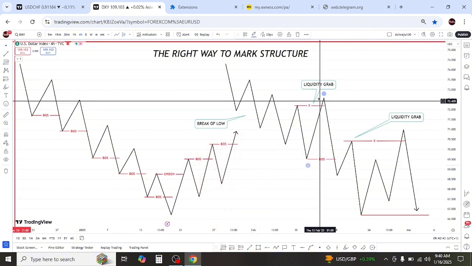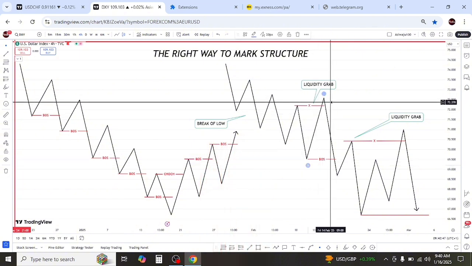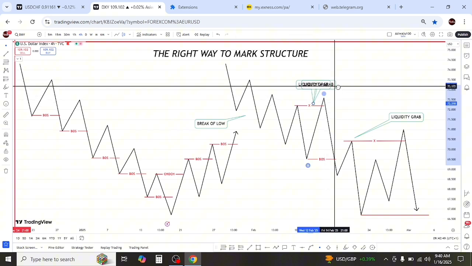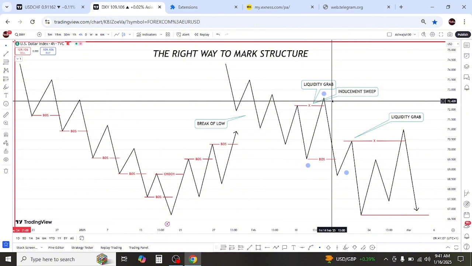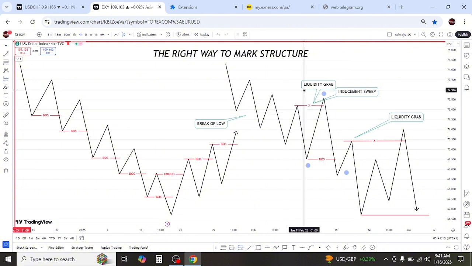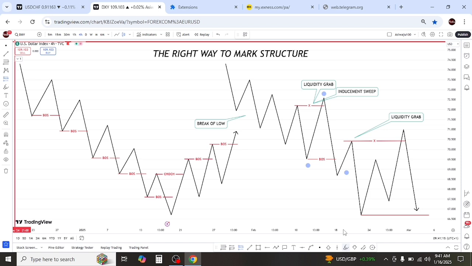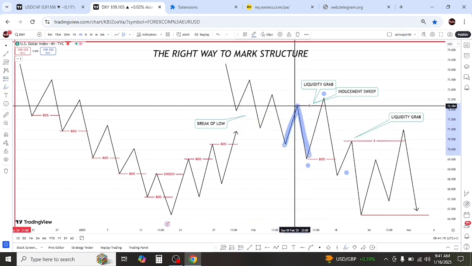As you can see, what happened here is what we call a liquidity grab, or inducement sweep. So why is it a liquidity grab? Because immediately the institution induced people to sell from this point. This is what we call inducement. So immediately they induce people to sell from this point.